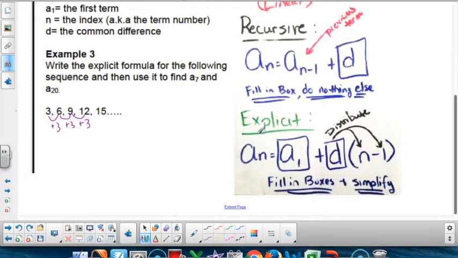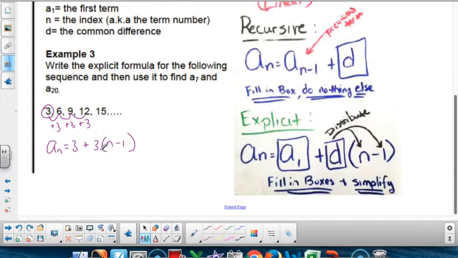So we know the first term in this. It's 3. It's the very first number in line. We also know the common difference. It just so happens to be 3 here as well. That's not always going to be the case, but it is for this one. So a sub n is equal to a sub 1, which is 3, plus the common difference, which is 3, and then I've got n minus 1. The n is still going to be there. The a sub n is still going to be there.